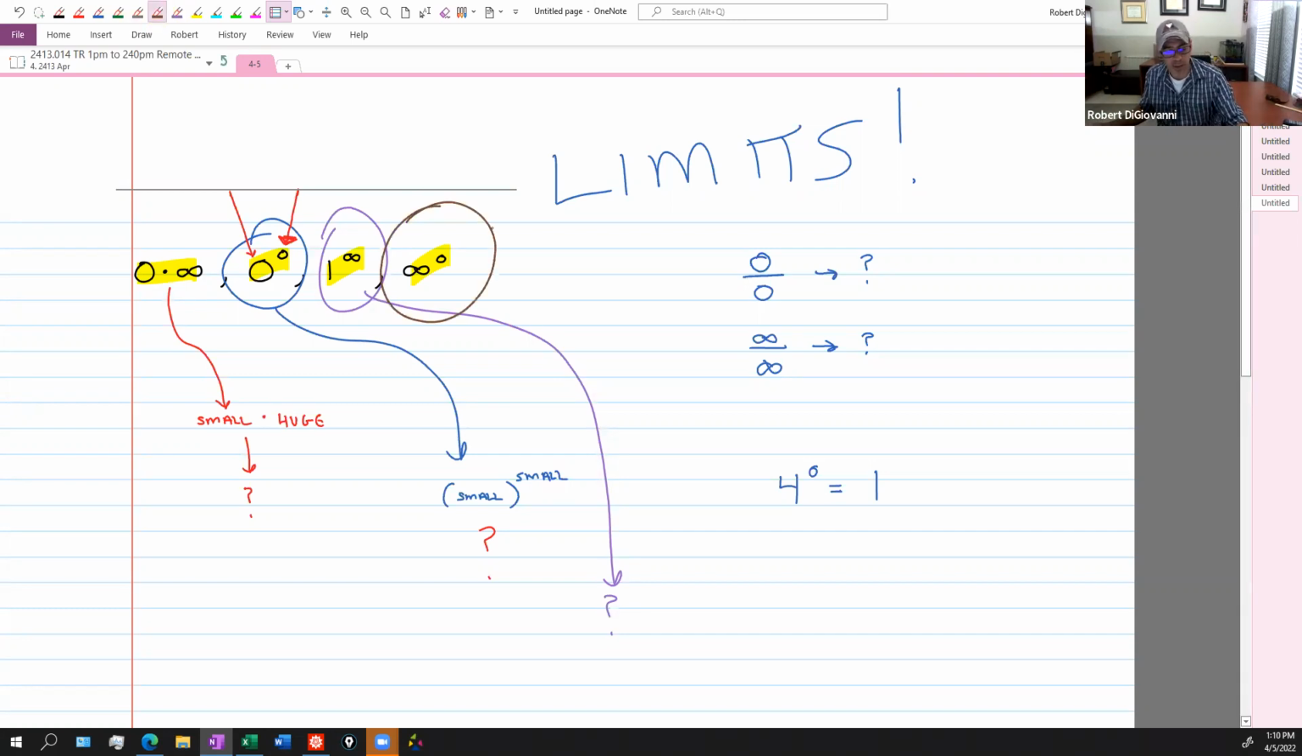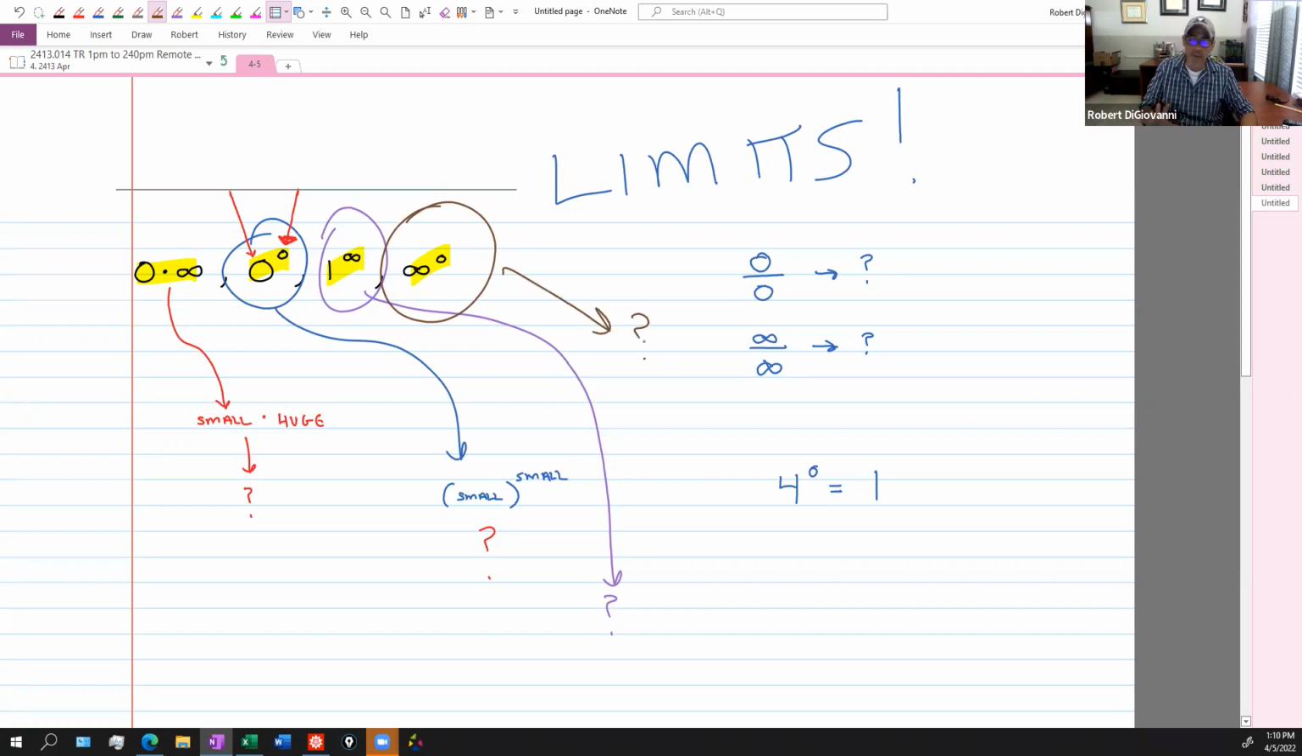The last one is still a tug of war, right? The base is like, hey, I want to get real big, right? And the exponent's like, well, wait a minute, hold on. I'm 0. I like to turn this answer into 1. So the base and the exponent are in conflict with each other. So we don't know what happens.